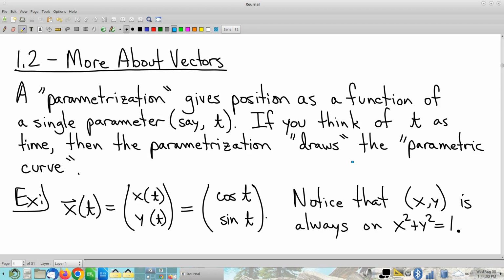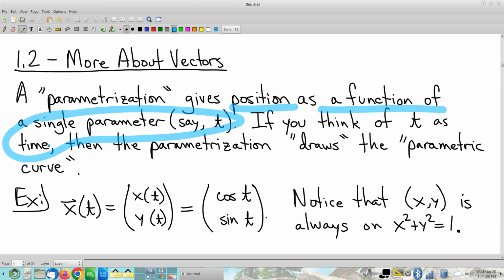Okay, 1.2. Again, there's more stuff that y'all, I think, either already know or can easily read yourselves. I am going to spend some time, though, talking about parametrizations. I think this is new to many of you, and I certainly can't assume that you know it. So what is a parametrization? It gives position as a function of, I'm going to say time, but it doesn't have to be time. Technically, a parametrization is position as a function of a single parameter.